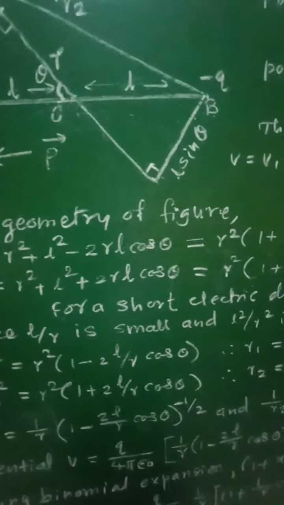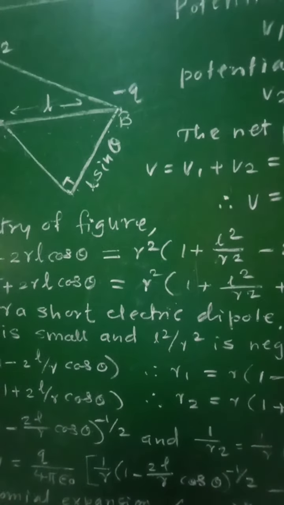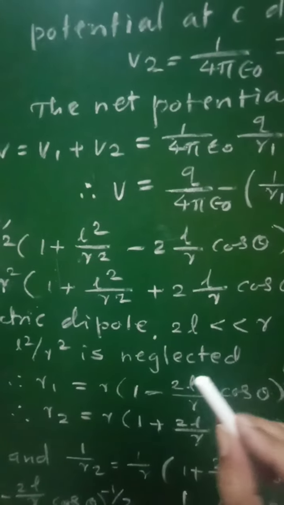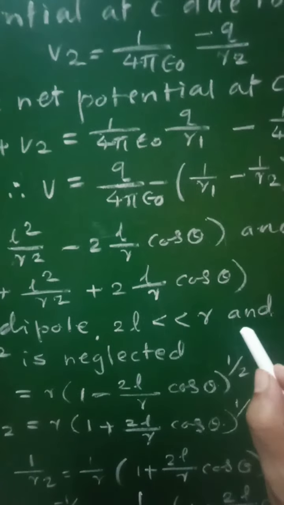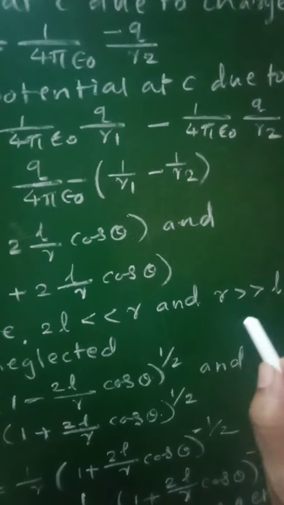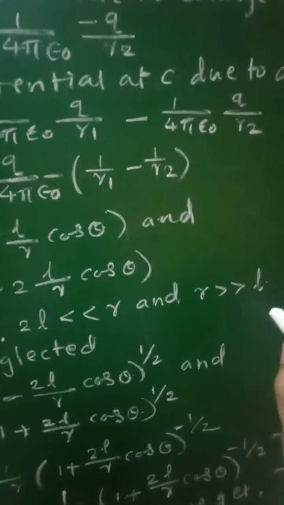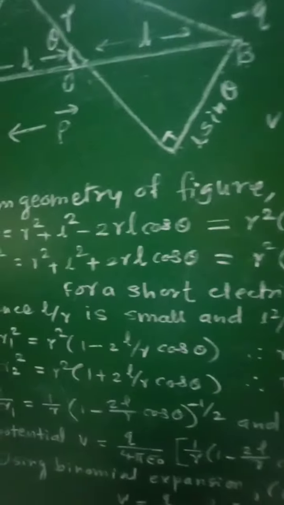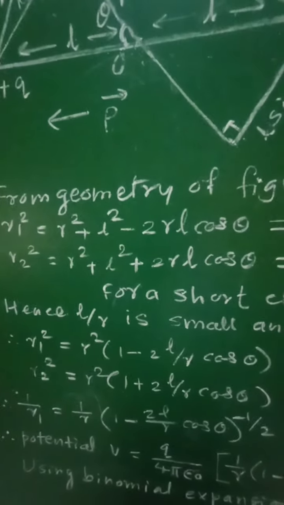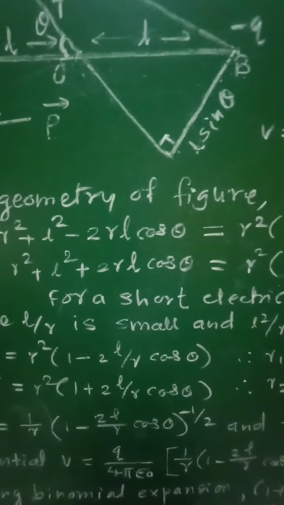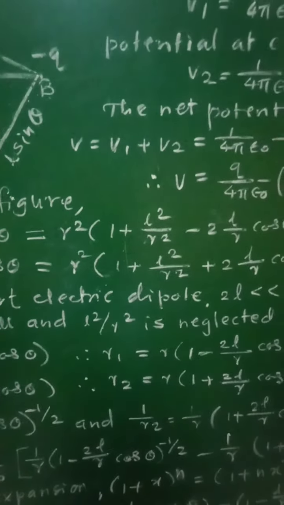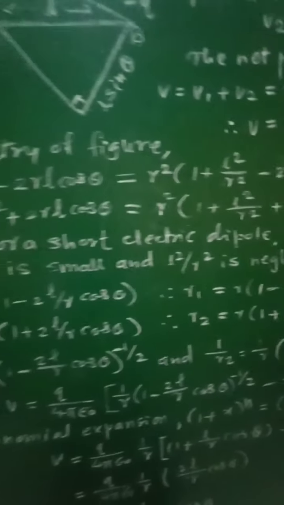Now for a short electric dipole, that means if the length of the electric dipole 2L is very small as compared with r, and r will be very large as compared with L, that is L is very much less than r, and therefore L by r will be small, and hence its square, that is L square by r square, will be very small, that is negligible, and hence it will be neglected.